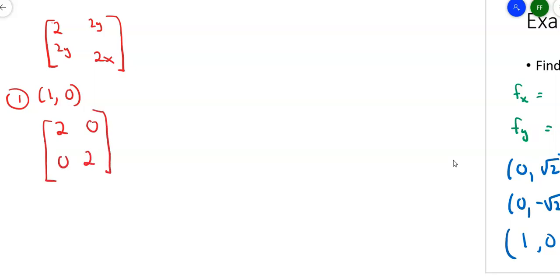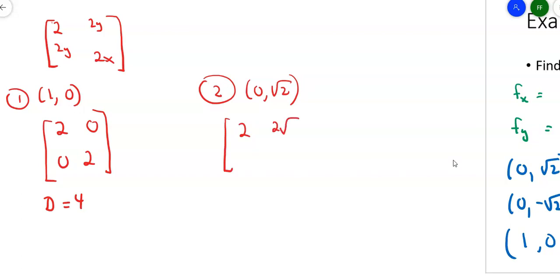Right, calculate the determinant. The determinant is 4, right? 2 times 2 is 4, minus 0 is 0. Now, let's calculate it for 0, square root of 2. So I get 2, 2 times the square root of 2, 2 times the square root of 2, 0. Right, calculate this determinant. 2 times 0 is 0, minus 2 times 2 is 4, and root 2 times root 2 is 2. My determinant is negative 8.